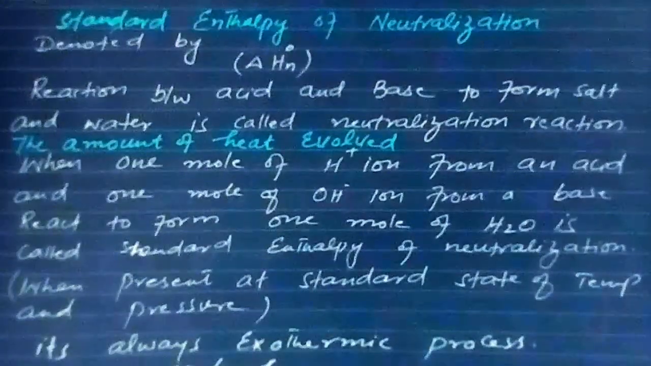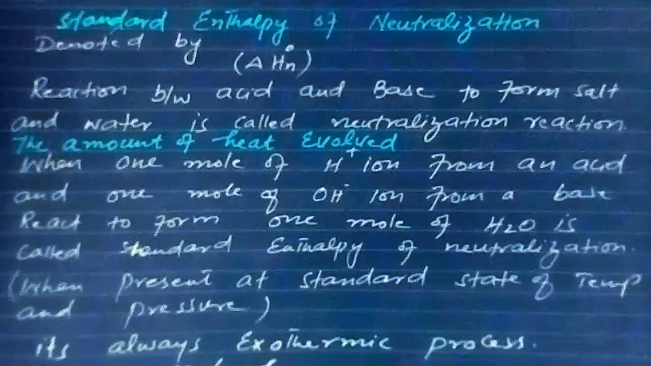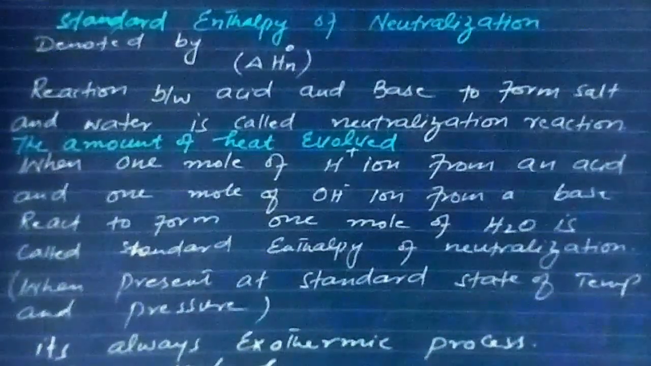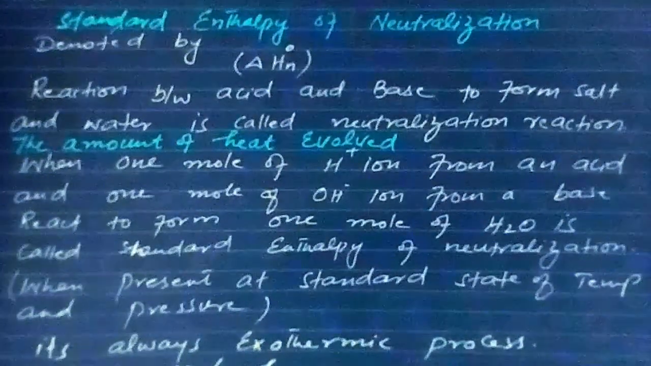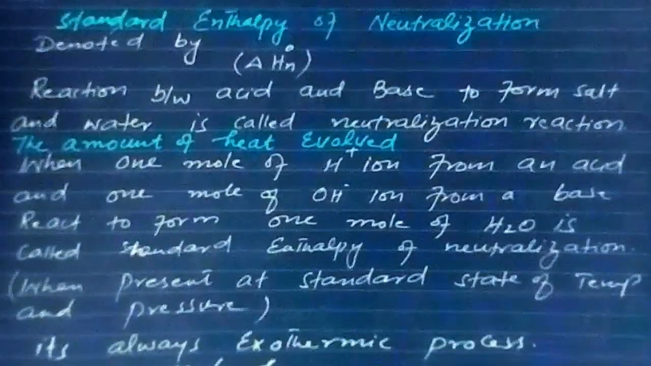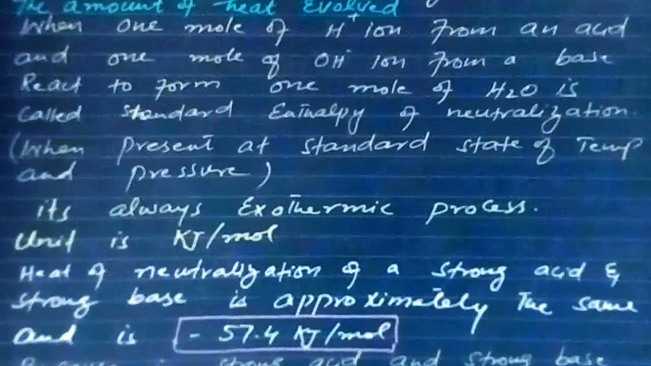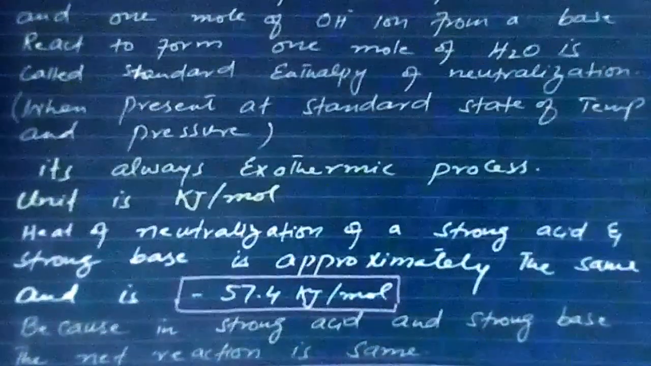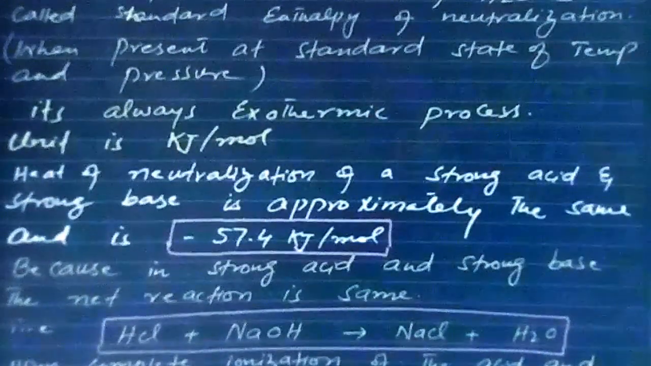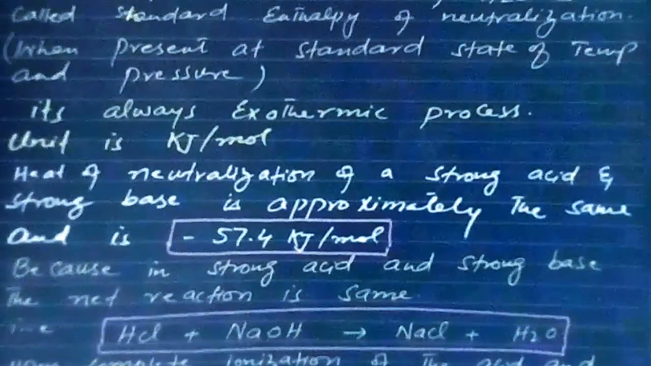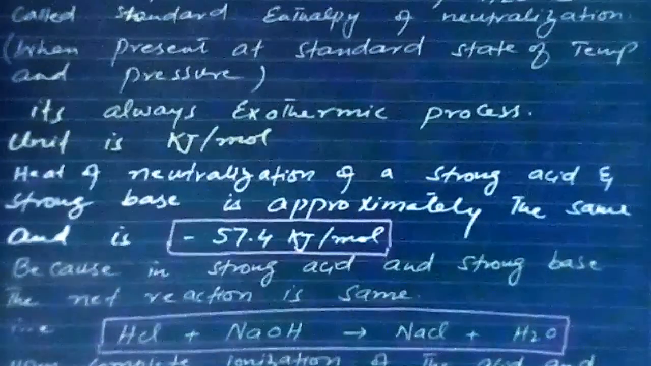Now the amount of heat evolved when 1 mole of hydrogen ion from an acid and 1 mole of hydroxyl ion from a base react to form 1 mole of water is called the standard enthalpy of neutralization. This process is always exothermic because acid and base react and energy is released, and it is measured in kilojoule per mole like the others, like combustion, like formation, and like lattice energies. All these can be measured in terms of kilojoule per mole.